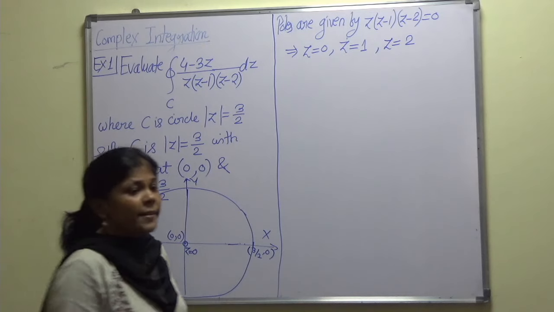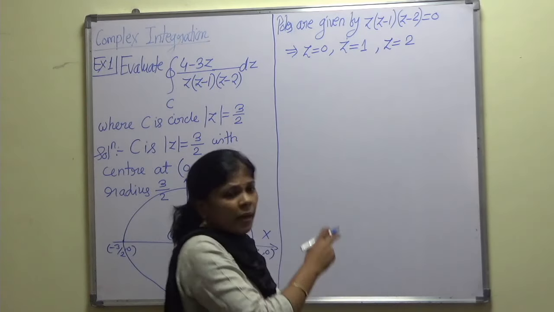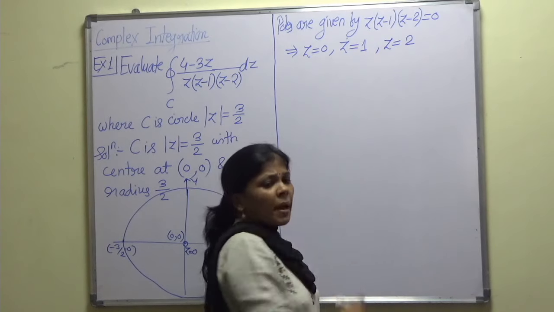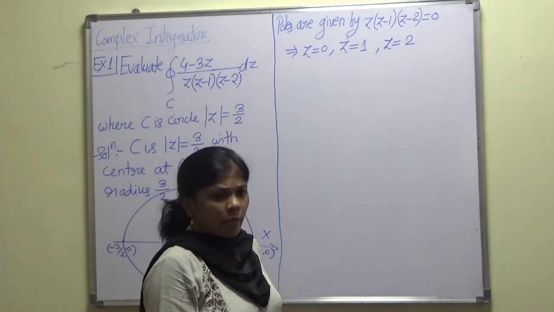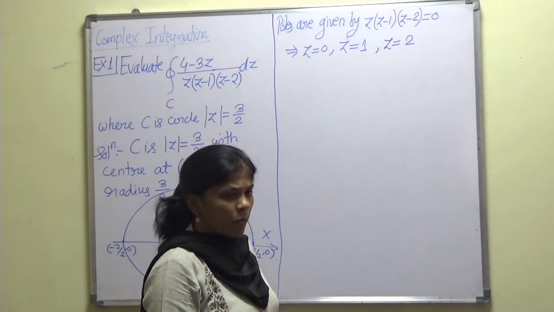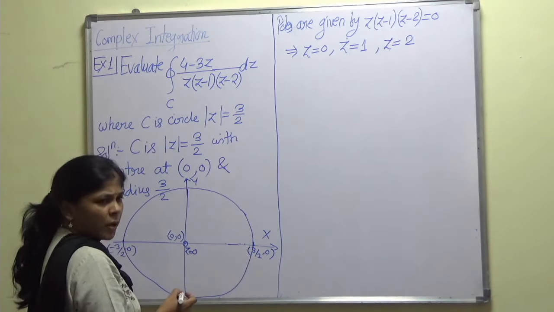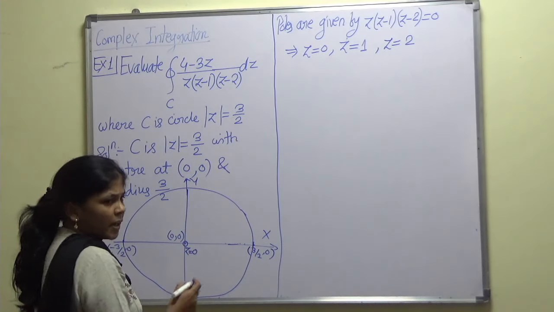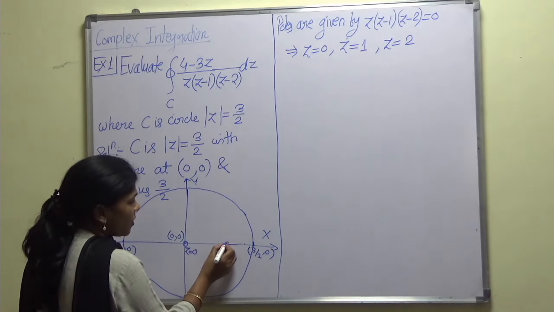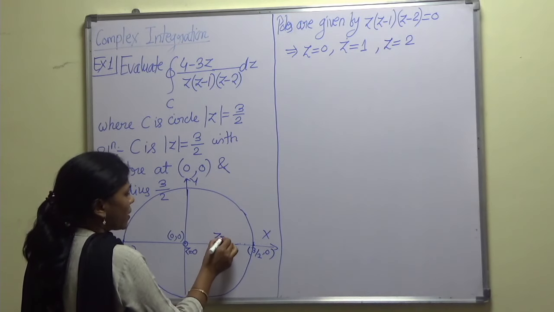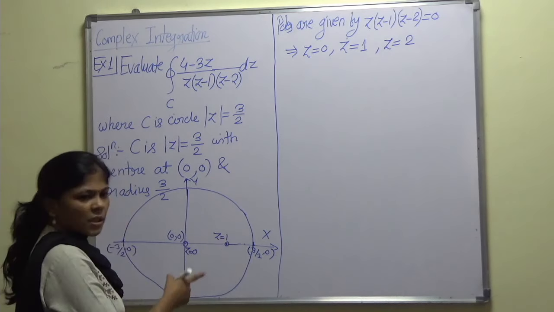On the same line, z equal to 1, as I am not having any imaginary part over here, so this is the same as x is equal to 1, right? So here the distance is 3 by 2, so approximately somewhere over here we have the point z equal to 1. So this is the second pole.